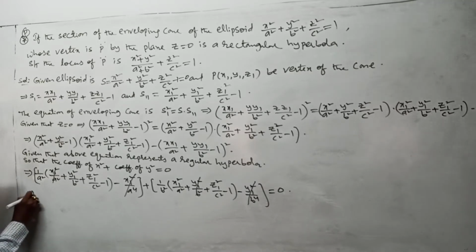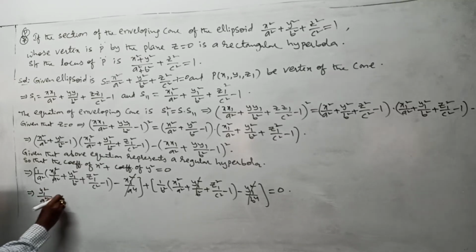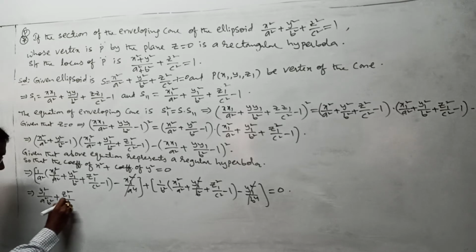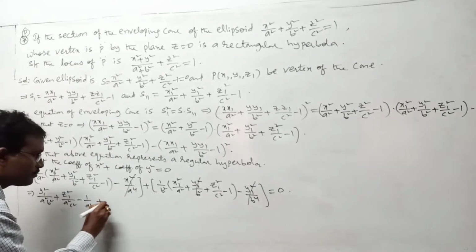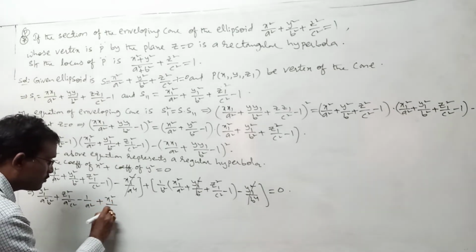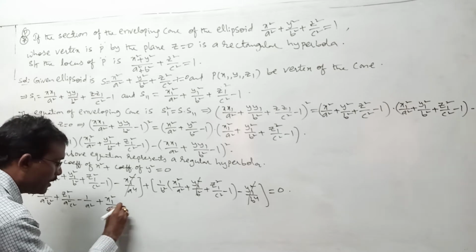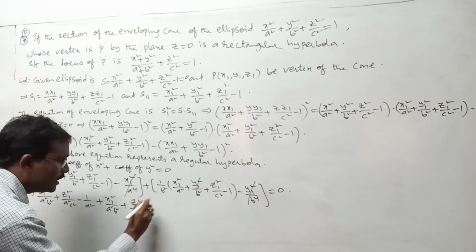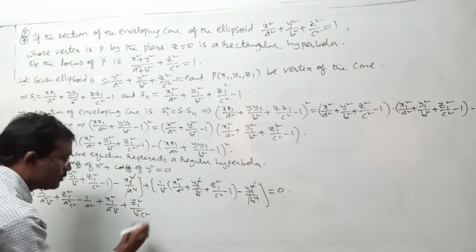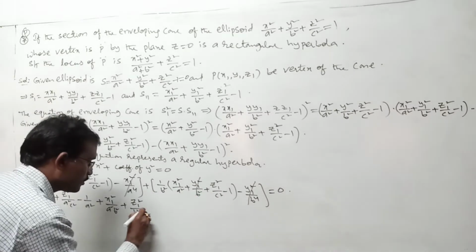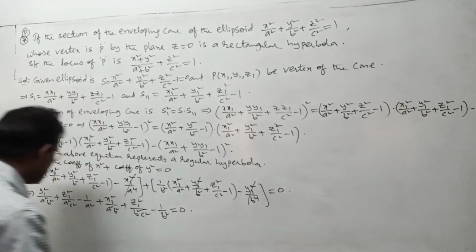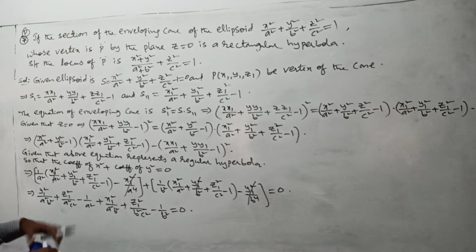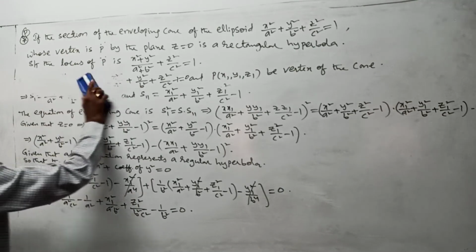This implies y1 square by a square b square plus z1 square by a square c square minus 1 by a square plus x1 square by a square b square, this one, plus z1 square by b square c square minus 1 by b square is equal to 0, right? So now let us do the simplification. I want to remove these lines.